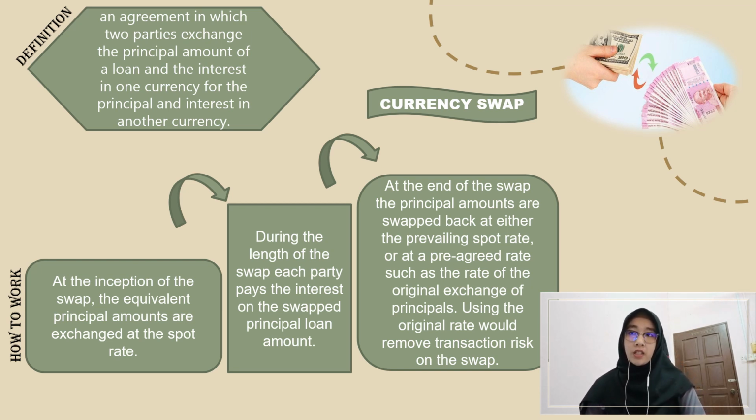How does it work? At the inception of the swap, the equivalent principal amounts are exchanged at the spot rate. During the length of the swap, each party pays the interest on the swapped principal loan amount. At the end of the swap, the principal amounts are swapped back at either the prevailing spot rate or at a pre-agreed rate, such as the rate of the original exchange of principal. Using the original rate would remove transaction risk on the swap.